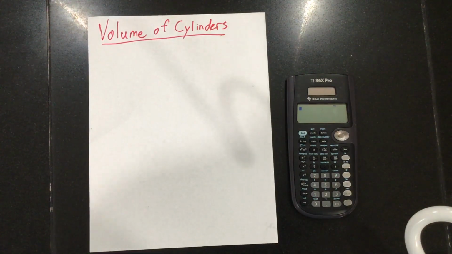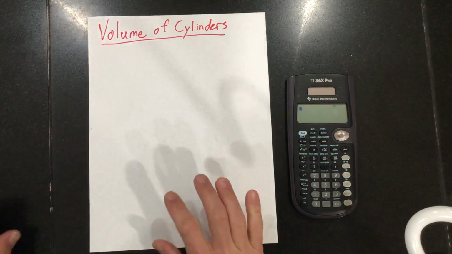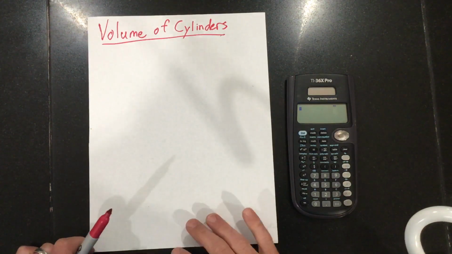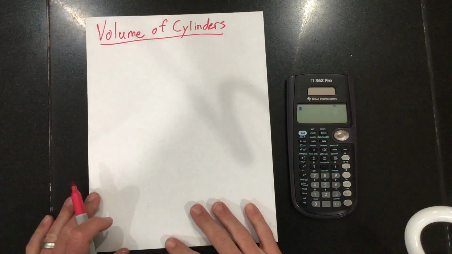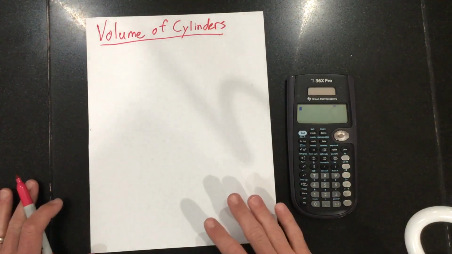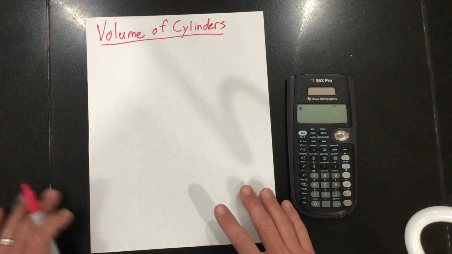Hello and welcome to this little activity about finding the volume of cylinders. Now this is an extension to some of the volume stuff we've been talking about so far. And we focused a lot on prisms because they're very straightforward in terms of finding volume.